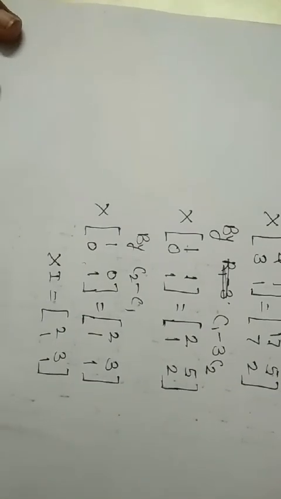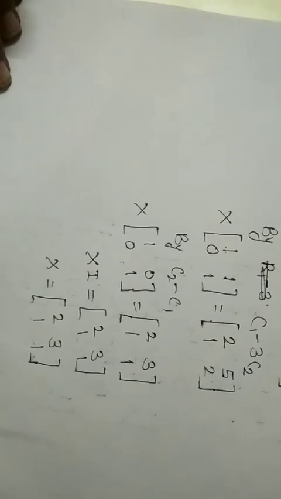Now X into the identity matrix is the matrix X itself. So X is equal to [2 3; 1 1]. In this way, we get our required matrix X. Now see you again in the next lecture to solve some examples.